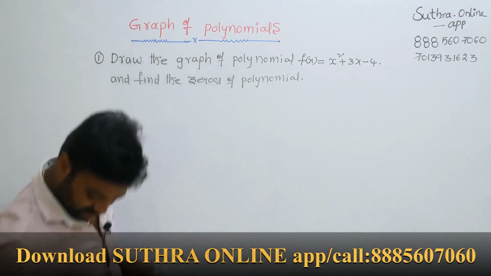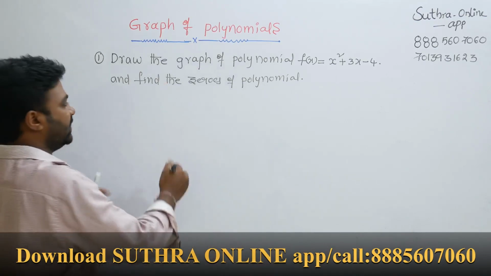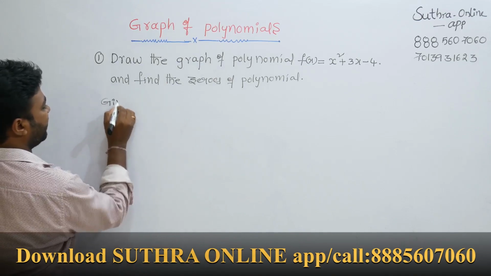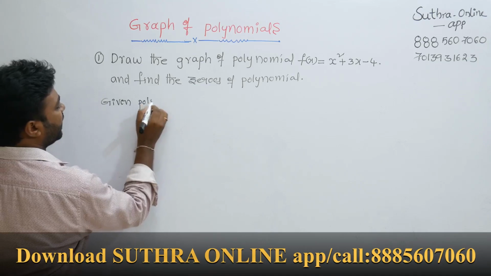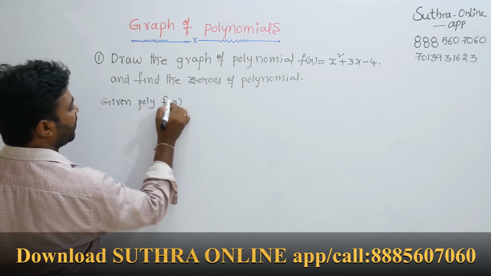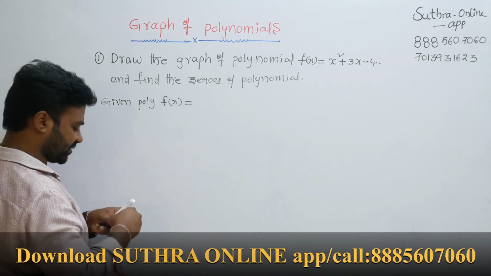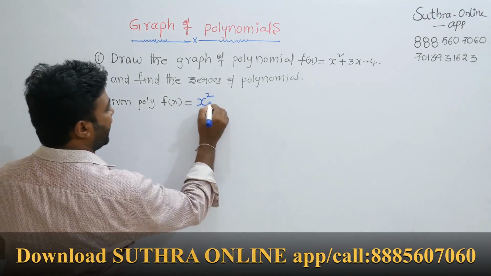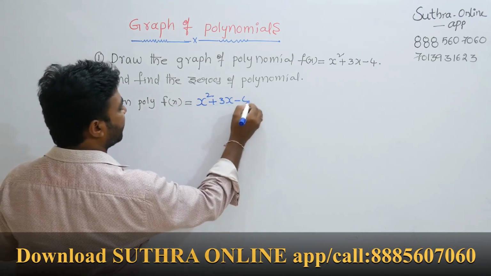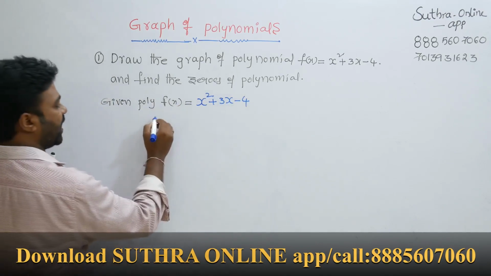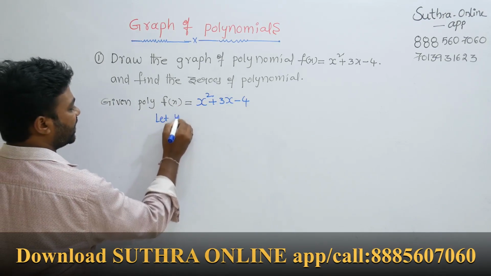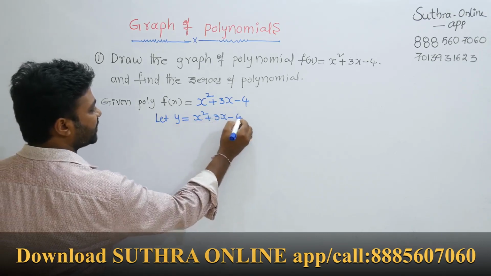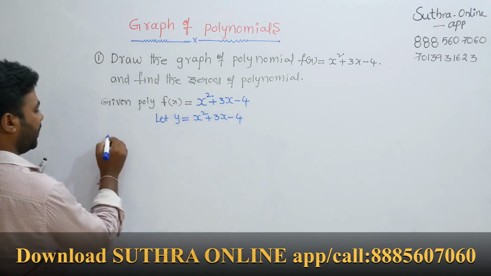Now starting, you have to compulsorily follow these steps. The given polynomial f of x is equal to x square plus 3x minus 4. Now it is a polynomial. Let y equal to x square plus 3x minus 4. Now, the table.